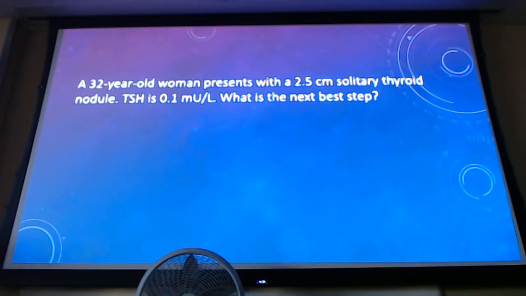All right. 32-year-old woman presents with a 2.5 centimeter solitary thyroid nodule. Their TSH is 0.1. What is the next best step? What do we have to know of that nodule? Hot or cold? How do we do that? Radioactive iodine scan, uptake scan, right?